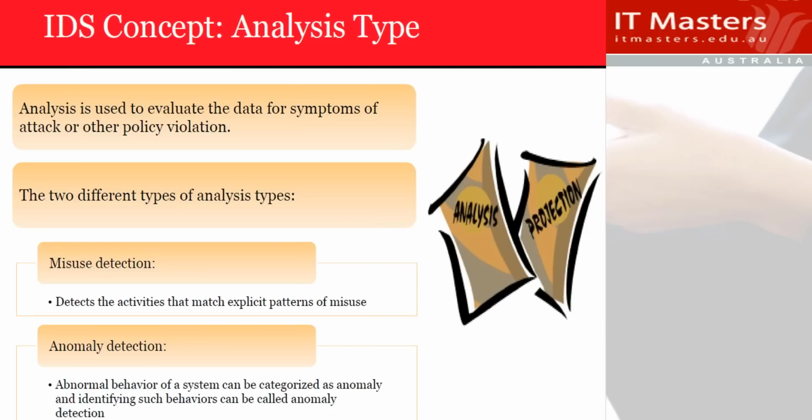One of them, when it comes to IDSs, is misuse detection. It will try to concentrate on activities that match explicit patterns of misuse. To be able to make this successful, we should have the right patterns installed.